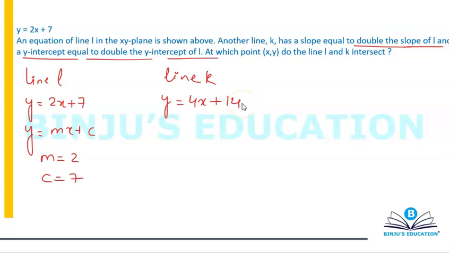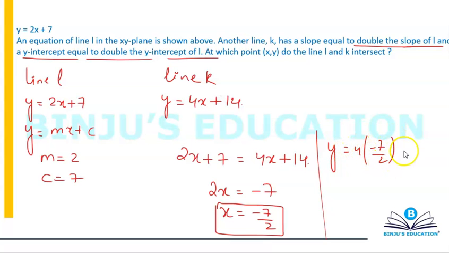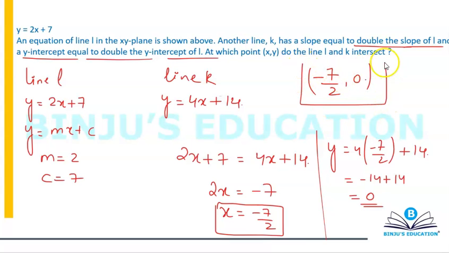At which point (x, y) do the lines L and K intersect? Now if they intersect, then 2x plus 7 should be equal to 4x plus 14. So 2x will be equal to negative 7, which means x will be equal to negative 7 by 2. Now if x is negative 7 by 2, then y will be equal to 4 times negative 7 by 2 plus 14. So this is negative 14 plus 14, which is simply equal to 0. So their point of intersection will be (negative 7 by 2, 0). This should be the answer.